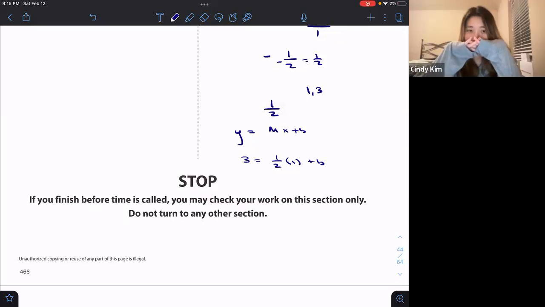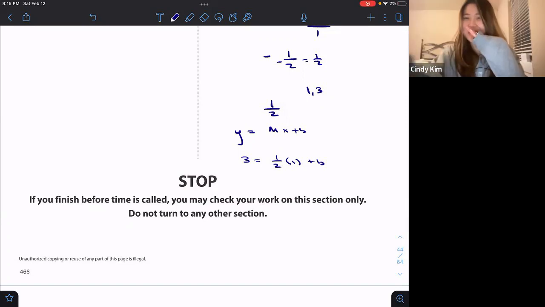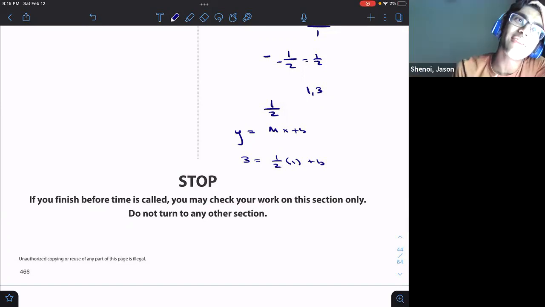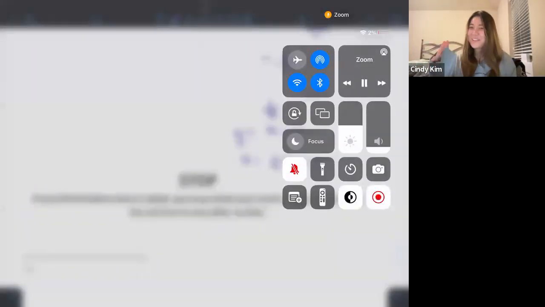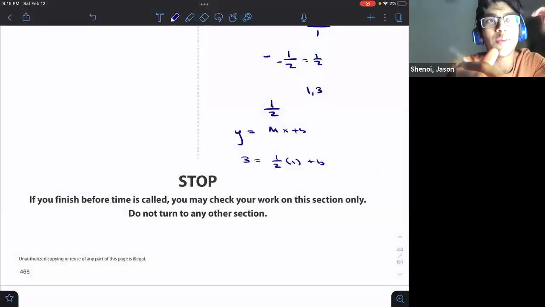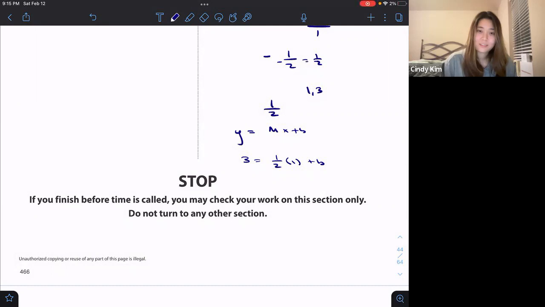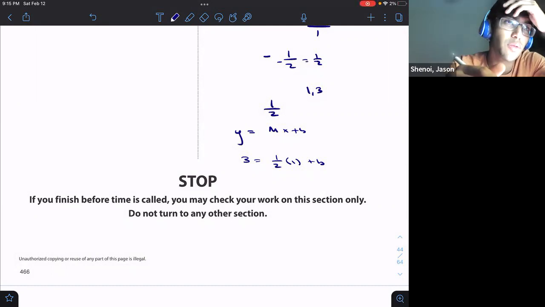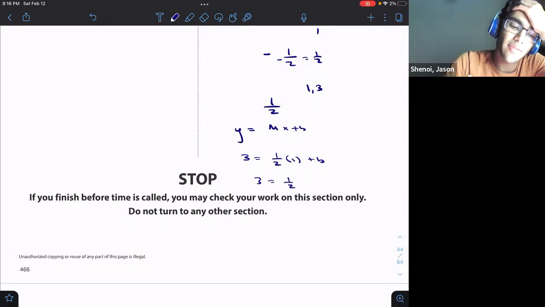Y-intercept. Yes, it is the y-intercept. Why did you stop? I thought I was wrong. No, you're right. I was waiting for the number. What's the number? 3. B is equal to 3. No, it's not 3. So 3 is equal to 1/2 plus b.